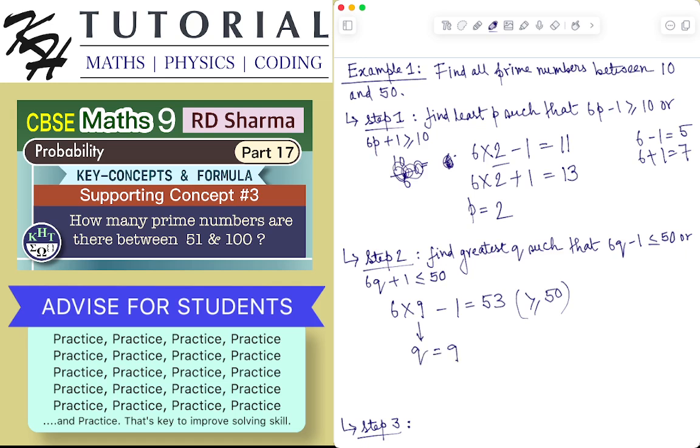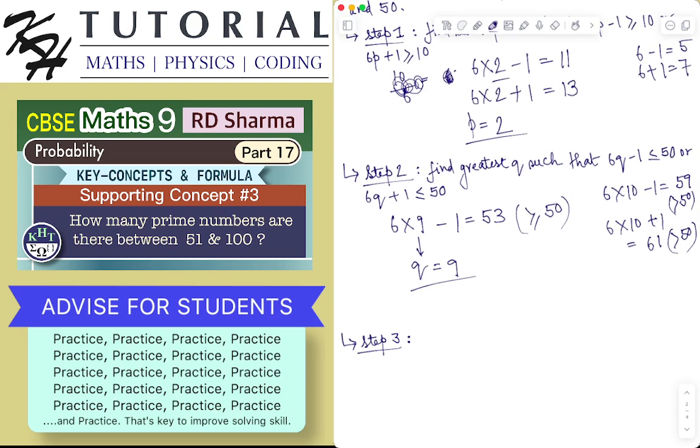And Q cannot be 10, because 6 into 10 minus 1 is 59, which is greater than 50, and also 6 into 10 plus 1 is 61, which is also greater than 50. So clearly Q equals 9 is the largest natural number such that 6Q minus 1 or 6Q plus 1 is less than or equal to 50. So we have found P equals 2 and Q equals 9.